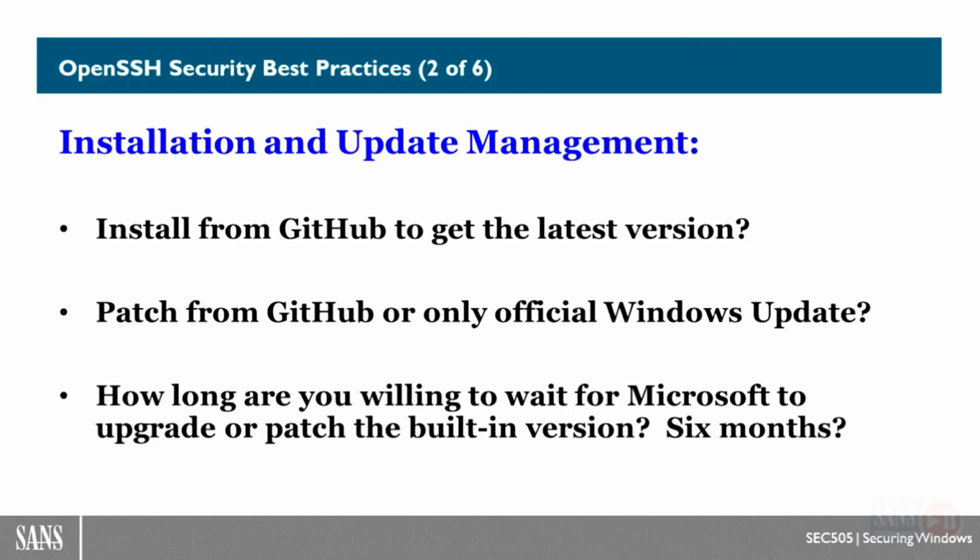Now, how are we going to install, patch, and manage SSH on our boxes? Are you going to install SSH from GitHub and get the latest version? Or are you going to install only the official version from Microsoft and then use Windows Update and your WSUS server? Remember, if a new nasty vulnerability comes out for the SSH daemon, that machine's exposed to the internet. Exactly how long are you willing to wait as Microsoft gets around to applying the patch through Windows Update? I mean, a week? A month? 6 months? I think on the whole you might be better off installing and patching from GitHub.